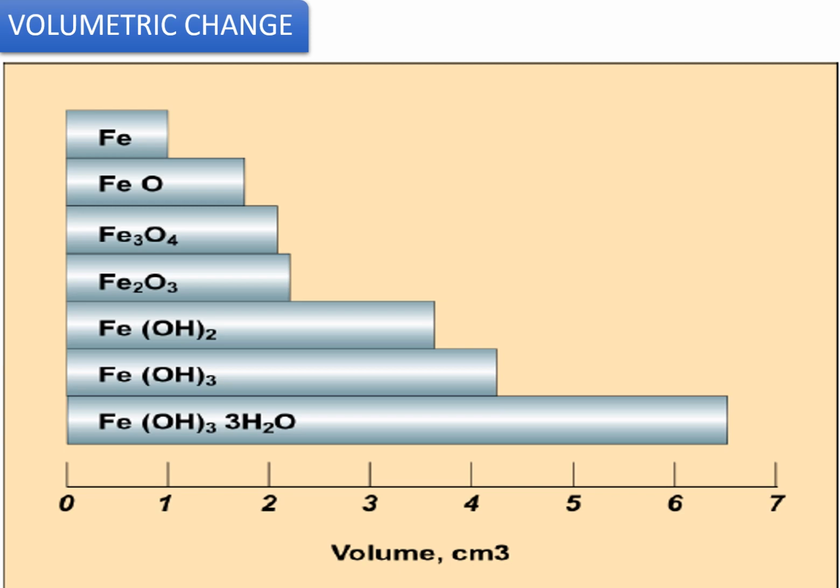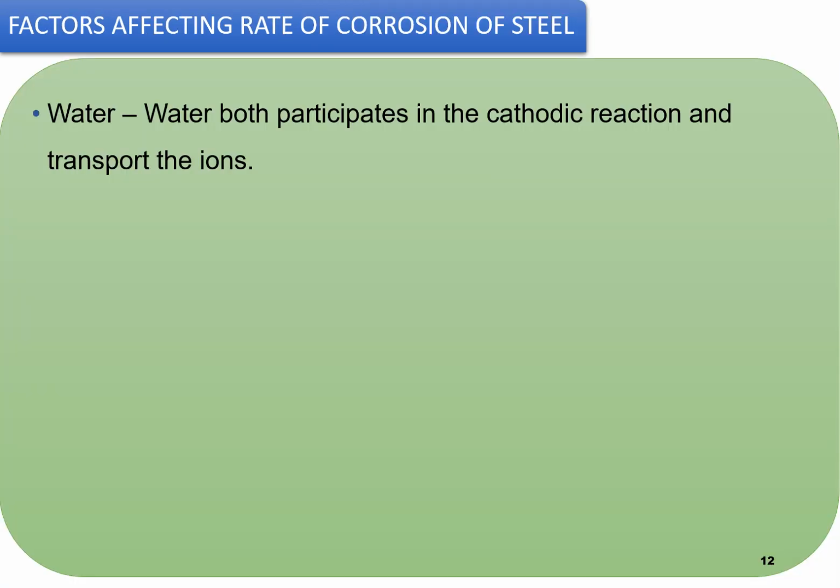So this change in volume of steel creates an internal pressure inside the concrete, thereby developing a crack on concrete initially and later works out to be a spalling. Factors affecting the rate of corrosion of steel are water. Water both participates in the cathodic reaction as well as transports the ions.